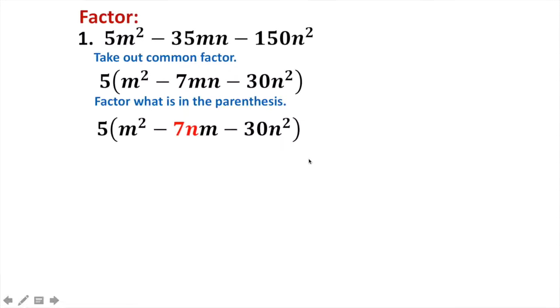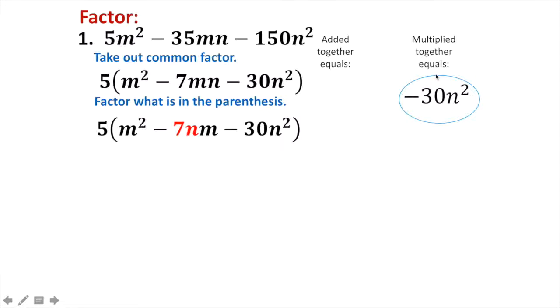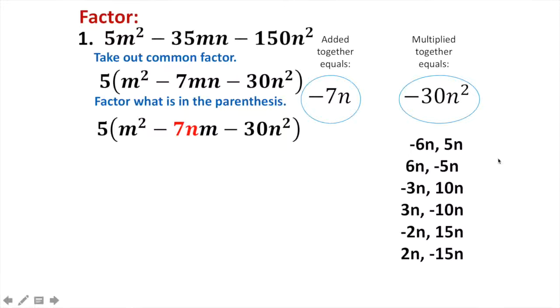Now in a traditional one, we would ask what two numbers multiplied together give us c, but add together give us b. We're going to do the same thing here, only it can't just be a number, it's got to be a variable as well. So we need two items that multiply together to give us c. In this case, c is negative 30n squared, but they add together to give us negative 7n. The way we do that is to list all the pairs of factors for negative 30n squared. I've got them all listed here.